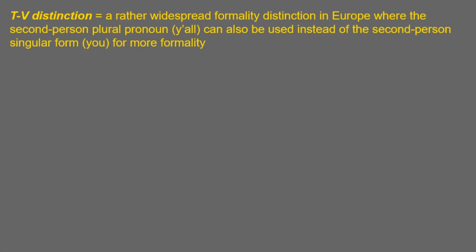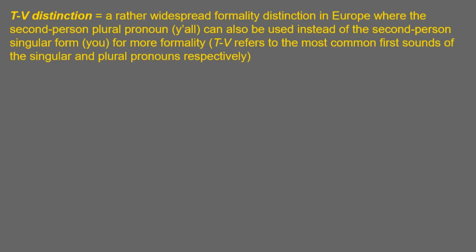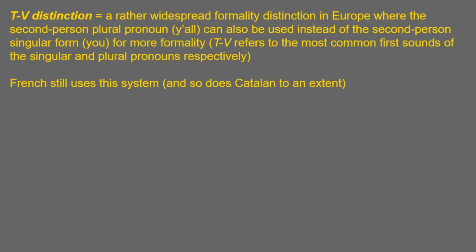This system, at least for the second person, got expanded to any respectful context, and we now know it as TV distinction, named after the typical initials of the second person singular and plural pronouns in the Indo-European languages that use it. It's still the system today in French and partially Catalan, but why partially?